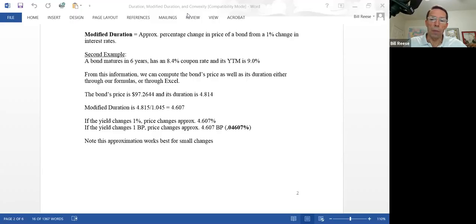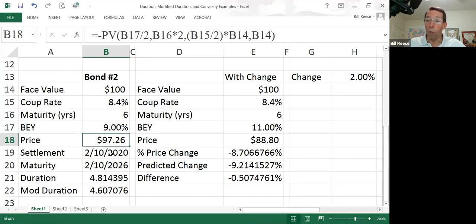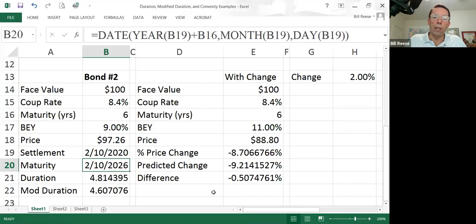So we're going to pull that up here. And so here's bond number 2. It has a face value of $100. The coupon rate is 8.4%. It matures in 6 years. The yield on the bond is 9%. And here we're calculating the price from that information. The price is $97.26. If we say that today is February 10th of 2020, the bond matures February 10th of 2026.